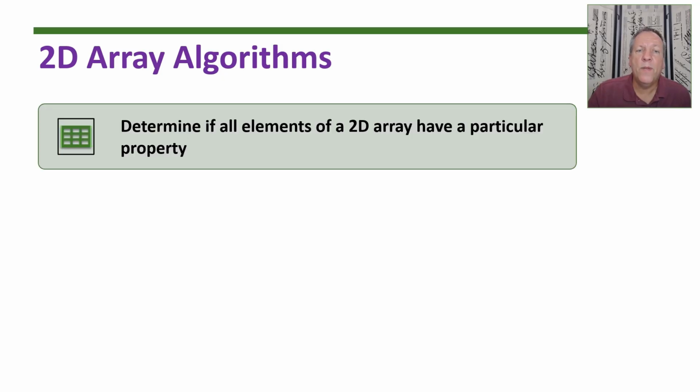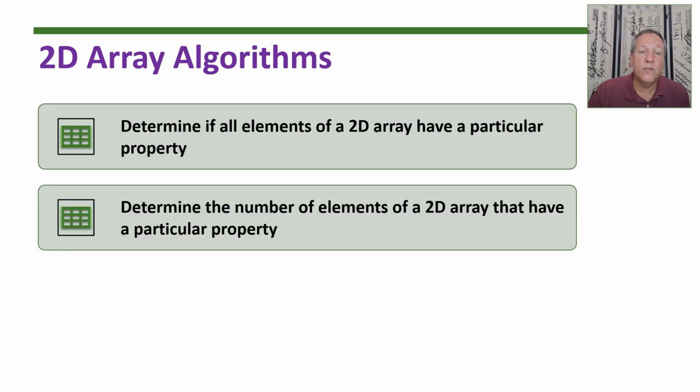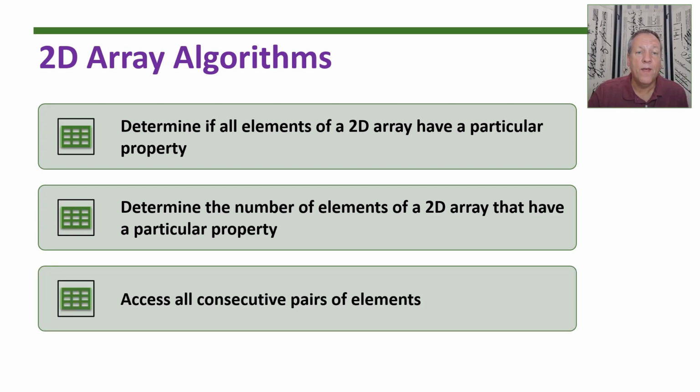First, determine if all elements of a 2D array have a particular property. Next, determine the number of elements of a 2D array that have a particular property. And finally, access all consecutive pairs of elements.